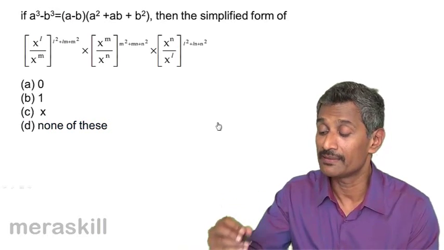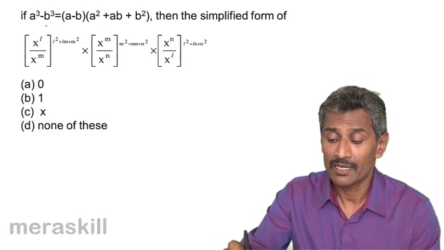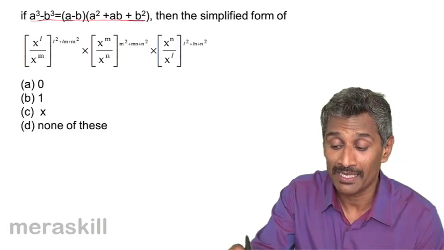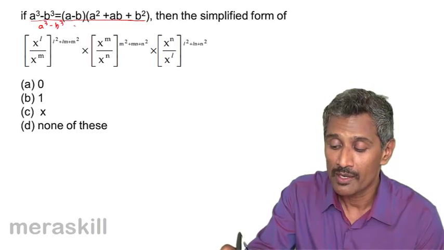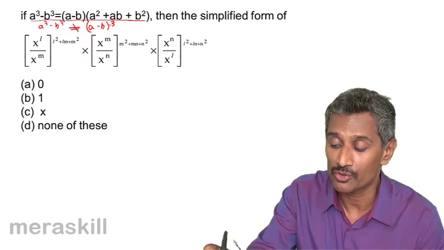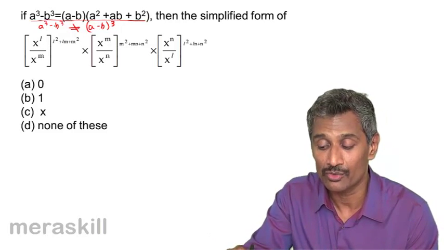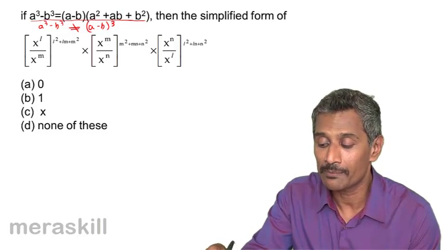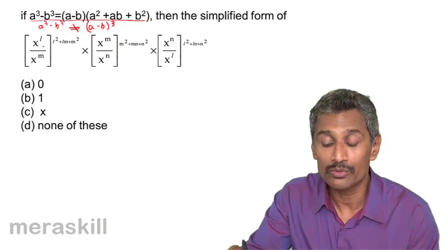So we have this particular formula here, that we are using the rule that a cube minus b cube is this. Mind you, this is not the same. A cube minus b cube is not the same as a minus b the whole cube. Okay, we need to be very careful over here. So a cube minus b cube is a minus b into a square plus ab plus b square. You're using this particular rule to solve this.